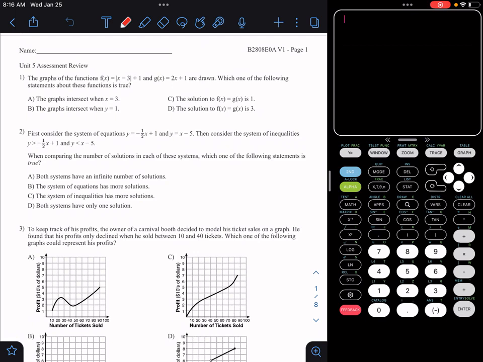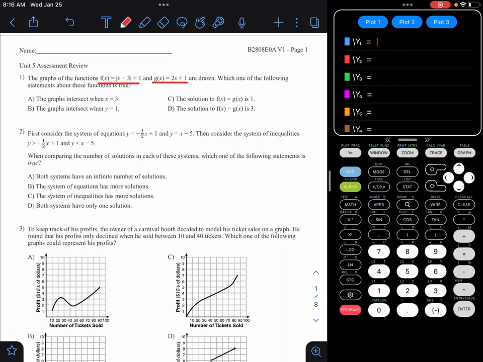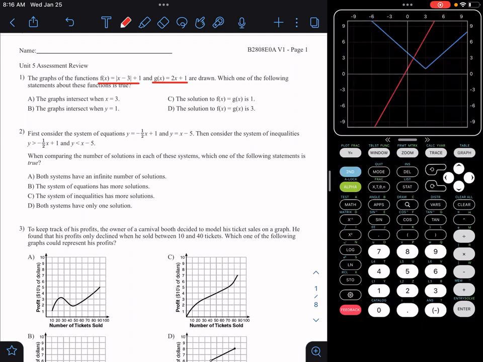The first question says, the graphs of the function f of x equals the absolute value, and g of x equals this are drawn. Which one of the following statements about these functions is true? I'm just going to type both of these in. So let's type in the first one: absolute value of x minus 3, and then on the outside plus 1, and my second one is 2x plus 1. Enter, and I'm going to look at a graph of them.